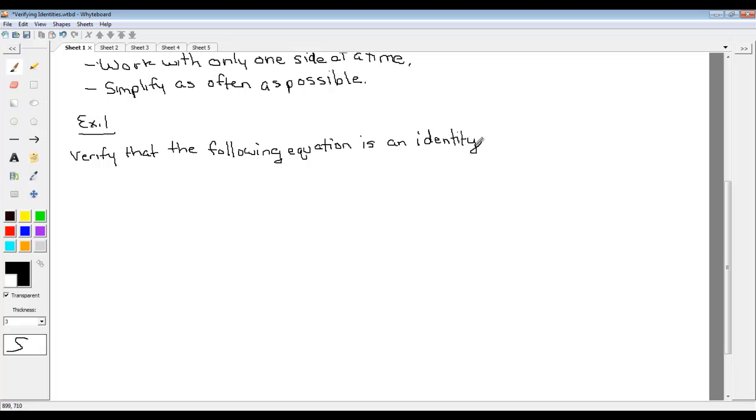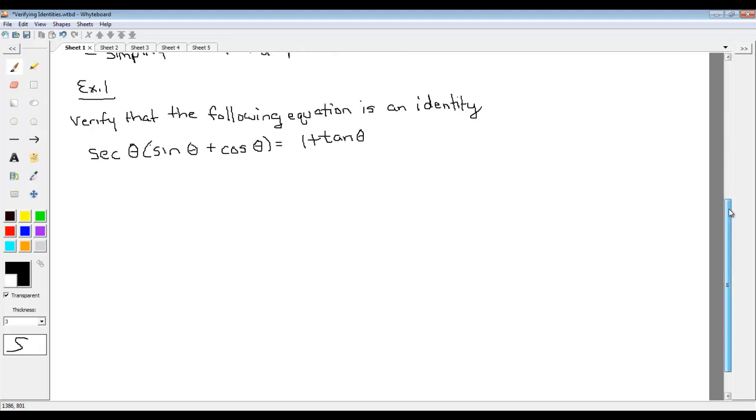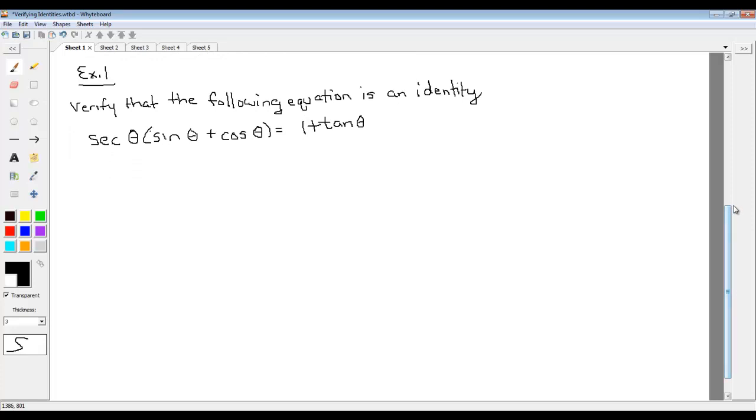Okay, and we can start with something like this. Secant theta times sine theta plus cosine theta equals 1 plus tangent theta. Notice the equal sign. Now we don't know for sure that the two sides are equal, so verifying, we're going to work with one side at a time until we can prove or get it to where both sides come out the same.